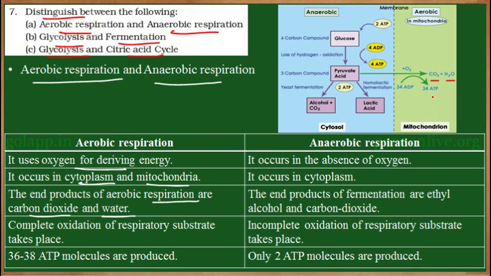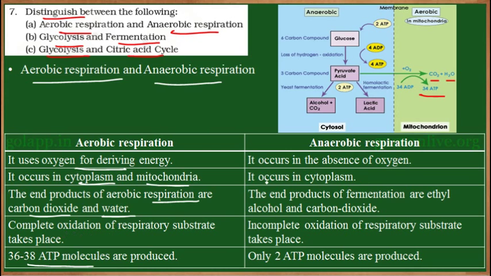And here energy will be released in the form of ATP. So totally around 36 to 38 ATP are formed. So a huge amount of energy is released per glucose. Per glucose, around 36 to 38 ATP are released.